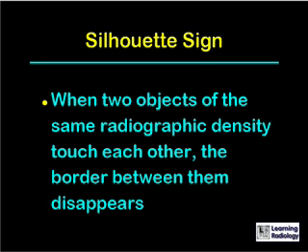The silhouette sign says that when two objects of the same radiographic density touch each other, then the border between them disappears. So there are 2 conditions that have to be met for the silhouette sign. One is that the 2 objects have to be of the same radiographic density: fluid and fluid, fat and fat, bone and bone. And then they have to be physically adjacent to each other for the edge between them to disappear.